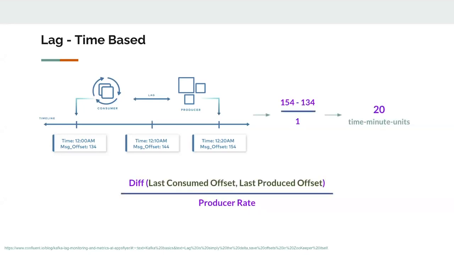With this data, we can determine a time-based lag by taking the difference between the last producer offset and the last consumer offset at a given point in time and dividing it by the current producer rate, we obtain lag in time units. So here at 12:20, the difference in the offsets divided by the producer rate yields 20 minute units. What this 20 signifies is at 12:20, if the producer stops writing more data, it will take approximately 20 more minutes for the consumer to catch up with all the records.